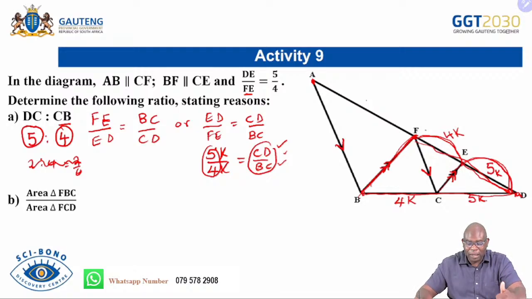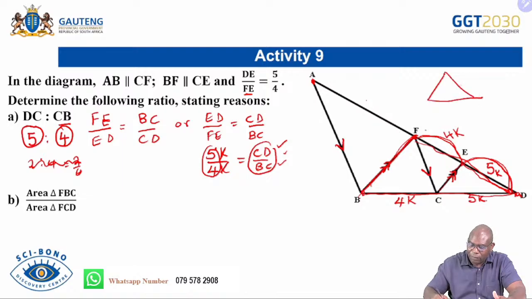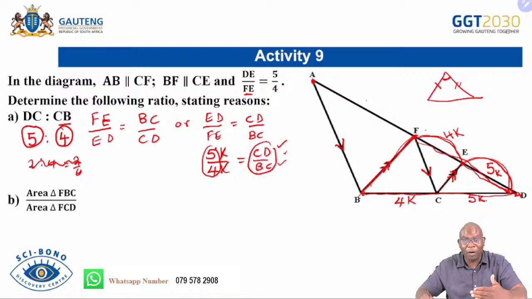Now, if I take the area rule, for instance, it means I must have a triangle with this side and that side, and the angle must be included. In other words, I must have 2 sides and an included angle. In this case, I don't have any angle that has been given, but maybe I can use another angle so that they cancel out. Remember, we need the numerical value of the area of triangle FBC over the area of triangle FCD. So remember, we need the ratio of that.